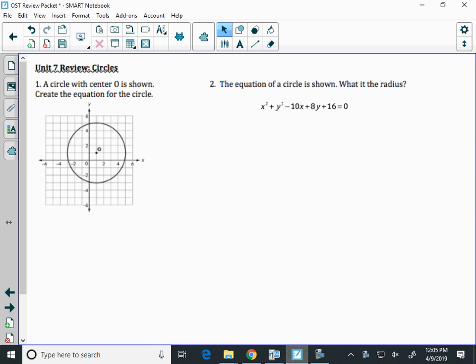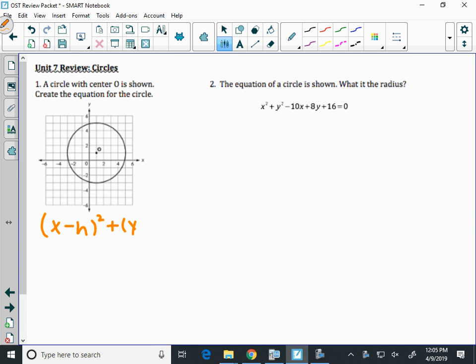We want to write an equation of circle O, shown on that grid below. Whenever you write an equation of a circle, we write it in this form: (x - h)² + (y - k)² = r². Unfortunately, we are not given that equation. You're going to have to know it, or know the process on how to write the equation of a circle for your test. It'd be nice if they could give it to you, but they don't.